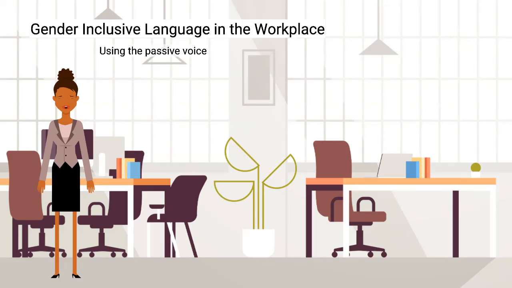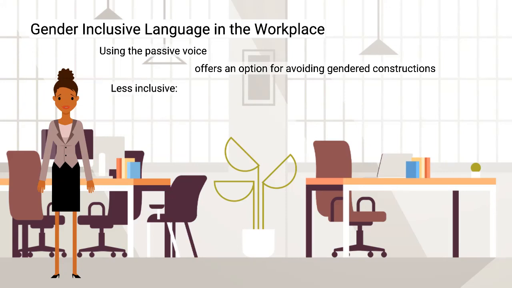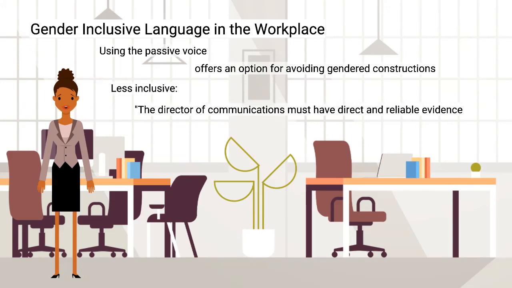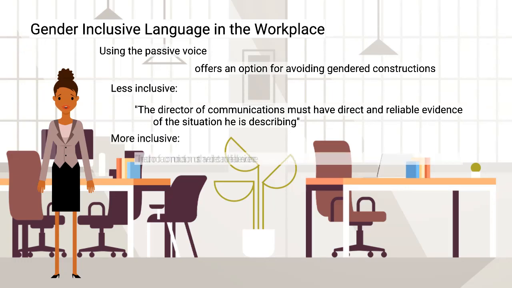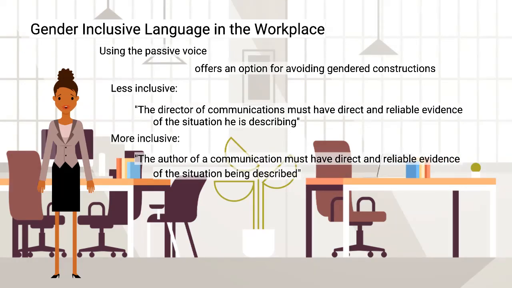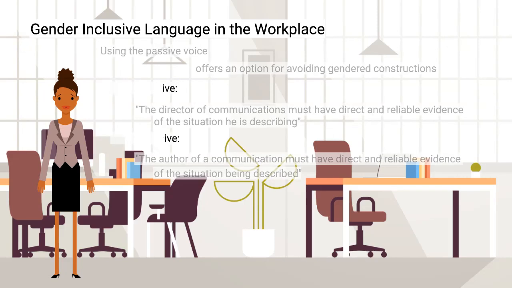The passive voice is not an appropriate option for all communications in English. Using the passive voice often changes the emphasis of the sentence. However, it does offer an option for avoiding gendered constructions. Let's take a look at these examples. Less inclusive use of the passive voice. The director of communications must have direct and reliable evidence of the situation he is describing. When making the statement more inclusive, it can read, the author of a communication must have direct and reliable evidence of the situation being described.